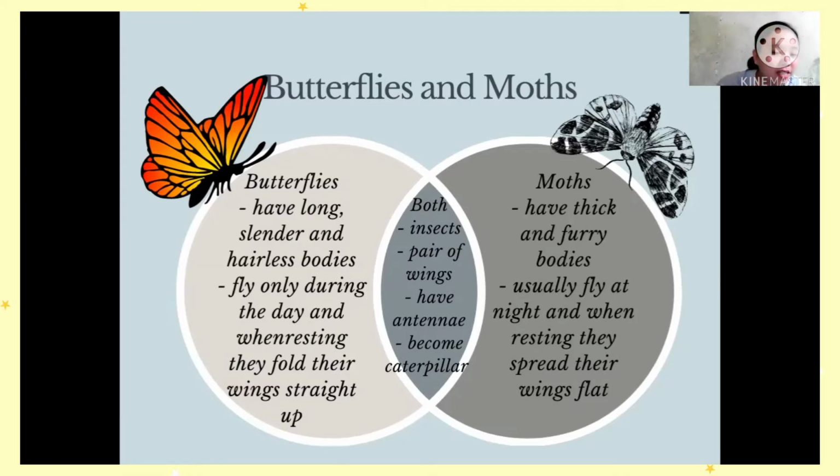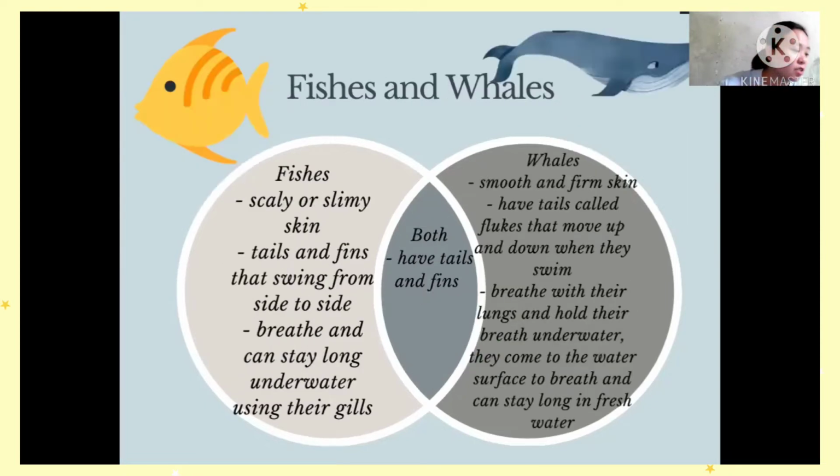And when the butterflies are resting, they fold their wings straight up, while the moths, when they are resting, spread their wings flat. Both of them are insects with a pair of wings, have antennae, and come from caterpillars. Next, we have the fishes and the whales.